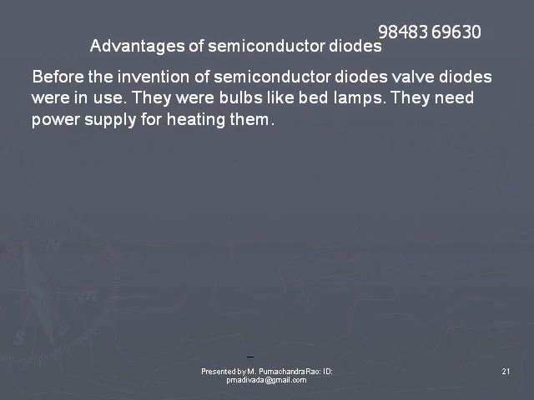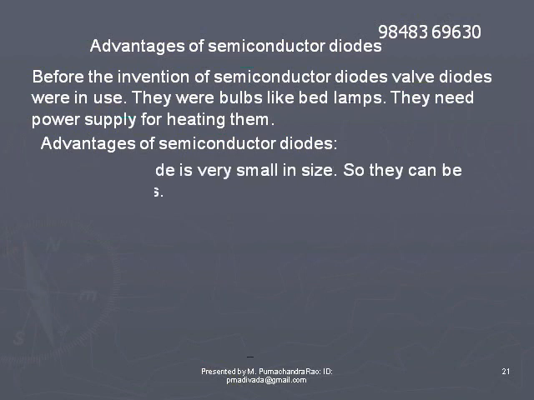Advantages of semiconductor diodes. Before the invention of semiconductor diodes, valve diodes were in use. They were bulky in size. They are bulbs like bed lamps. They need power supply for heating them. So the semiconductors have advantages over them.